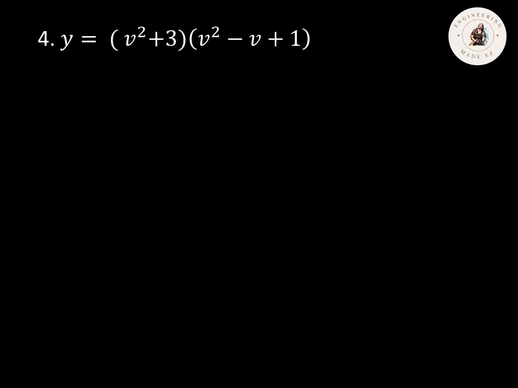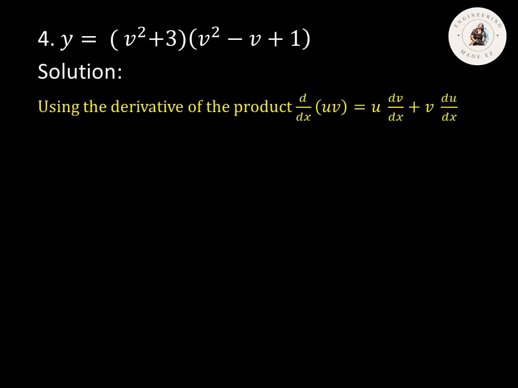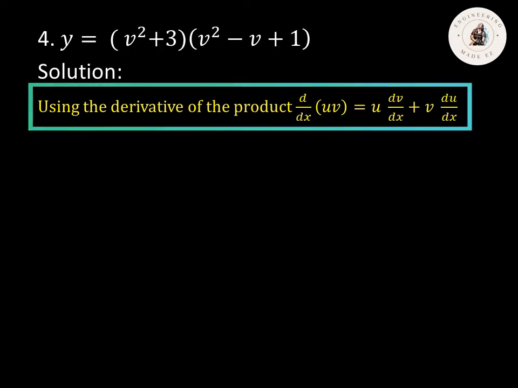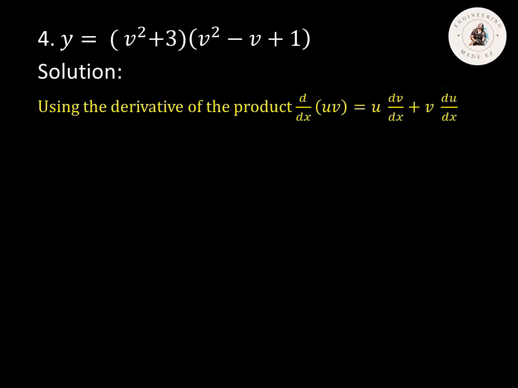For number 4, we have y is equal to v squared plus 3 multiplied by v squared minus v plus 1. To solve this, we're going to use the derivative of the product, which is the derivative of uv with respect to x is equal to u multiplied by the derivative of v with respect to x plus v times the derivative of u with respect to x. To solve this, we're going to let our u be v squared plus 3, and our v be v squared minus v plus 1.